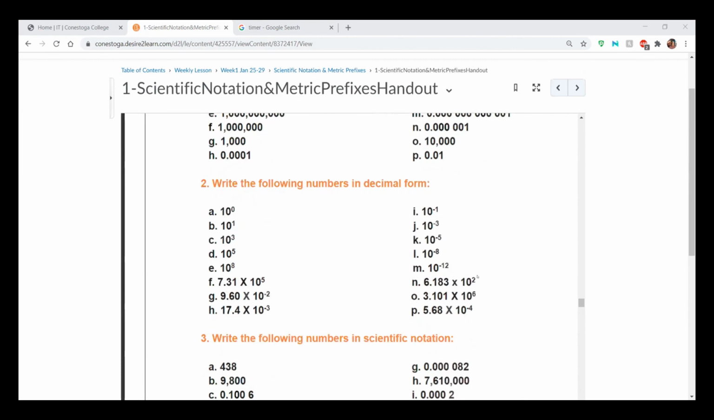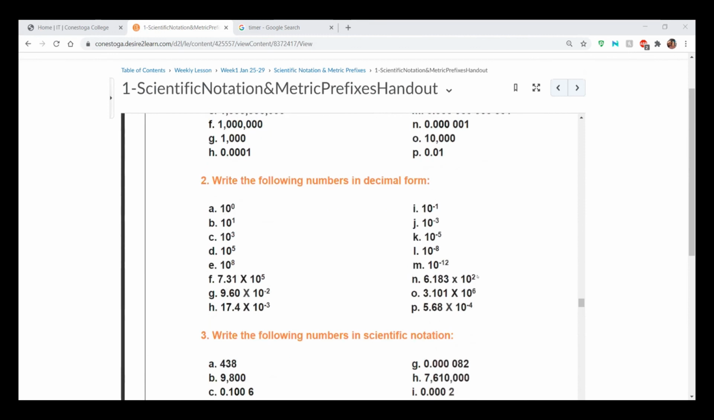So let's go forward into writing the following numbers in decimal form. If we have a number like 10 to the 3, this is a power of 10, and we have to write this number as a simple decimal form number. In that case, 10 to the 3 is going to be what? 1,000, perfect. And how do we know that? Well, we saw the table before. 10 to the 3 means that we have 3 zeros, okay?